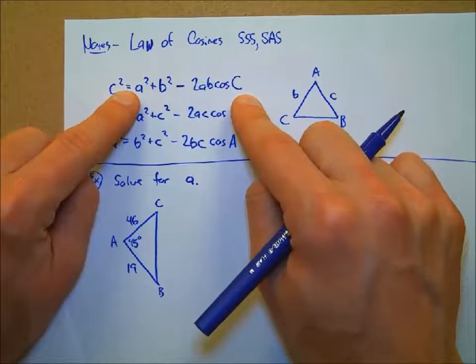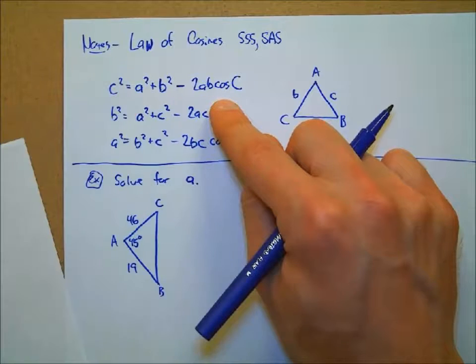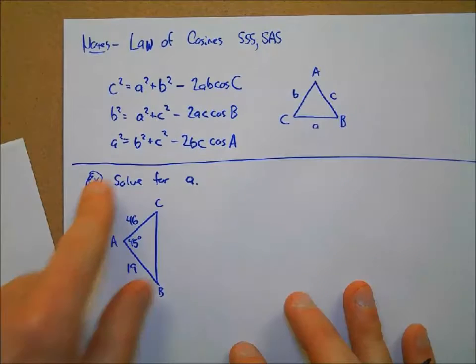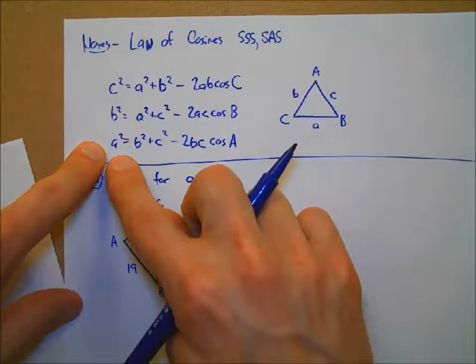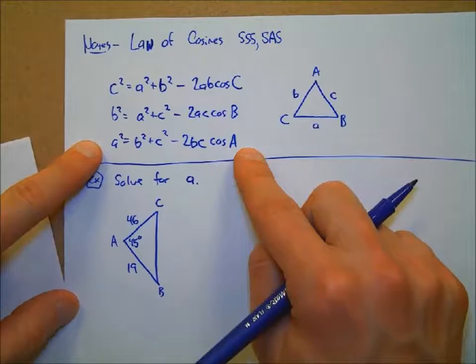Oh, so do we want to use this formula? No, because we have two unknowns, a and c. So we want the last one, right? We want the last one because the last one's got a little a squared here. That's what we're solving for. We've got b, we've got c, we've got capital A. So we want to use this formulation of it, okay?